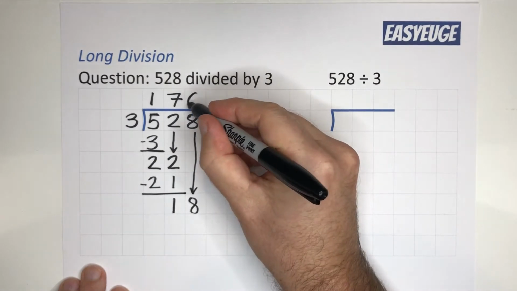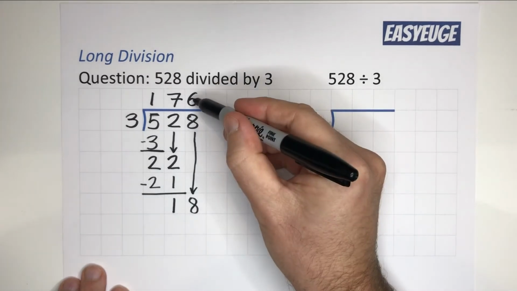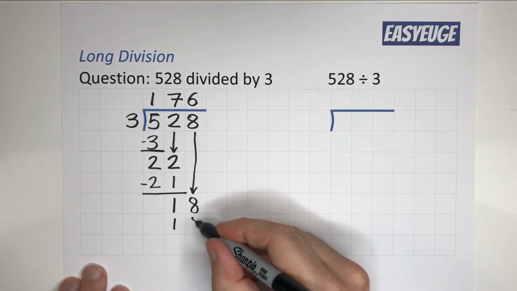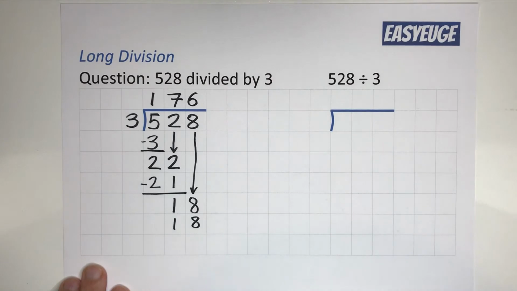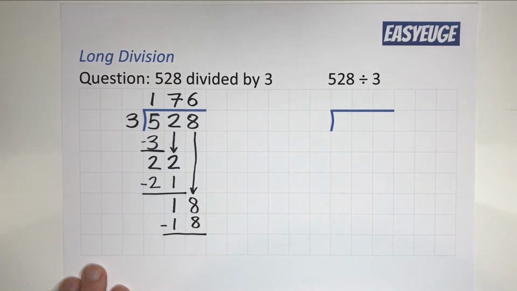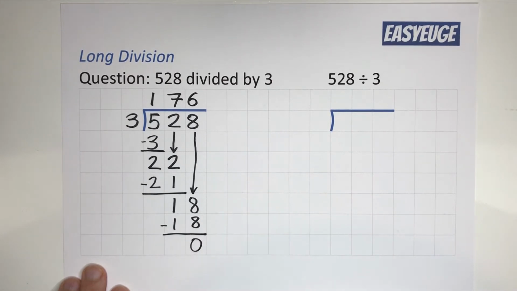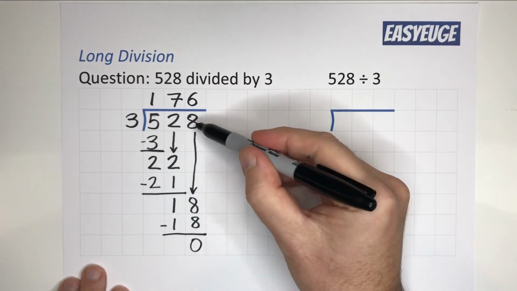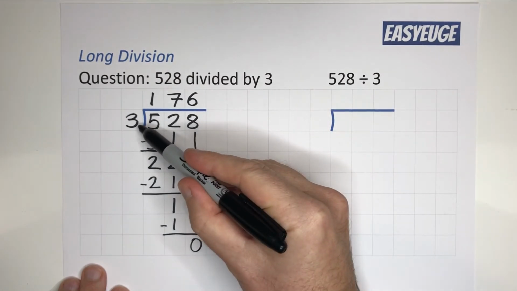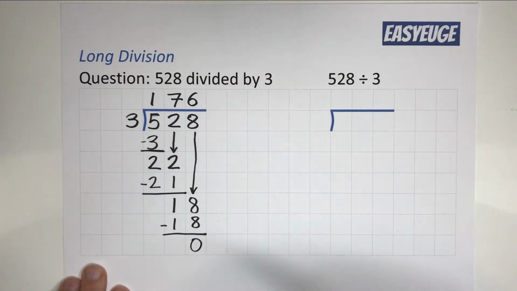So we put the answer, as always, above the divide symbol. So 6 3s are 18. To find out our remainder, we do a subtract. We draw our answer line. And 18 take away 18 is 0. And when we get a 0, we've no remainder and we are finished. So 528 divided by 3 is 176. And this is long division.